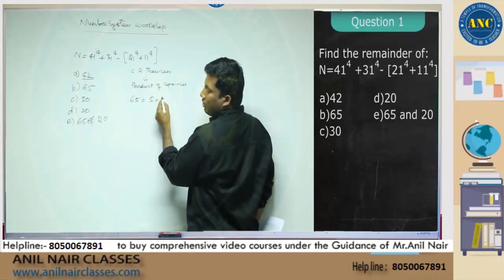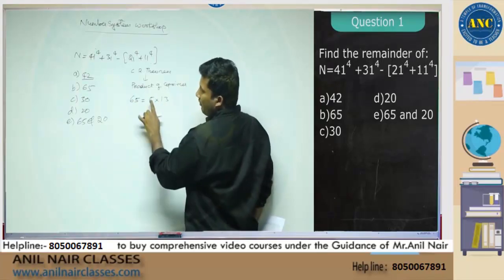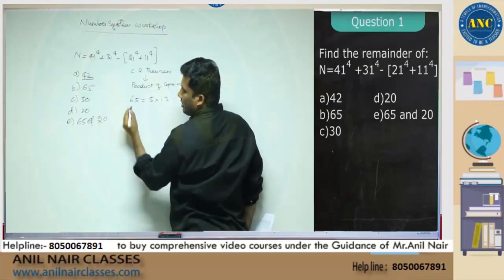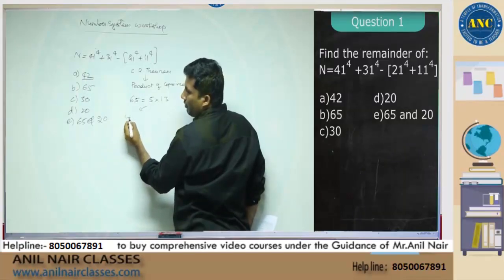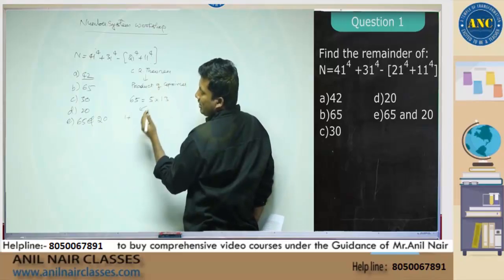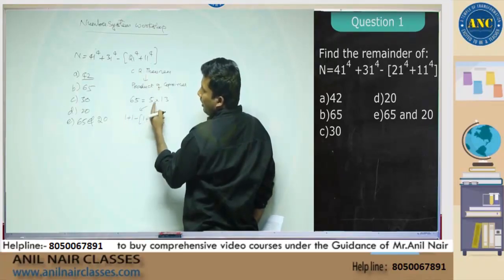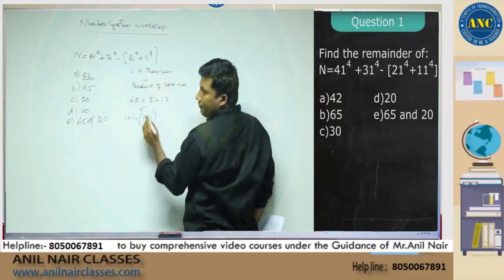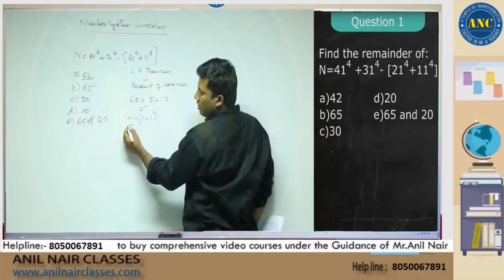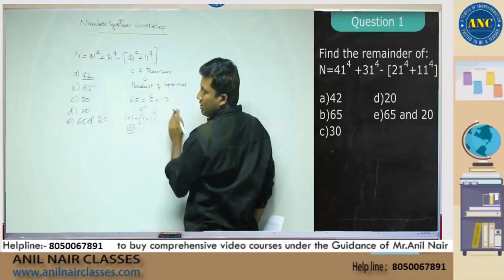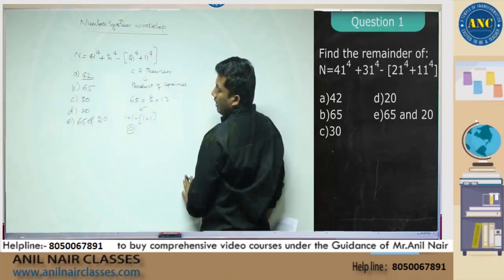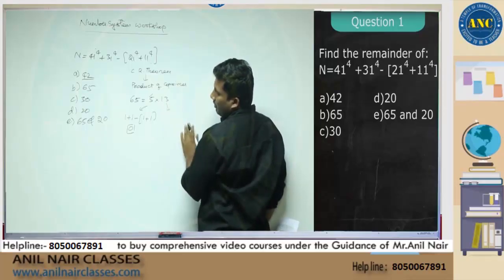65 is 5 into 13. If I divide by 5, 5 8s are 40, 1 power 4, 1. 5 6s are 30, 1. 5 4s are 20, 1. 5 2s are 10, 1. 2 minus 2, 0. Remainder 0. That means it is divisible by 5. Then it is divisible by 13.